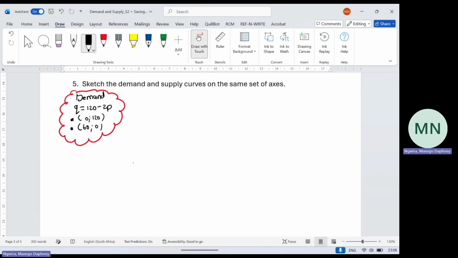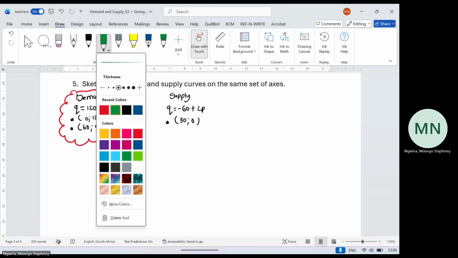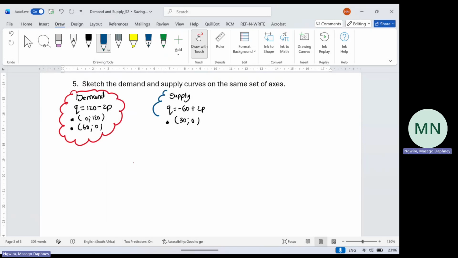And then under supply, let's see. Supply, we have Q equals negative 60 plus 2P. And then the only coordinates that we had is 30 rands, 0 quantity. All right, so this one is for supply. So now we can plot our function. We need these to plot our function.